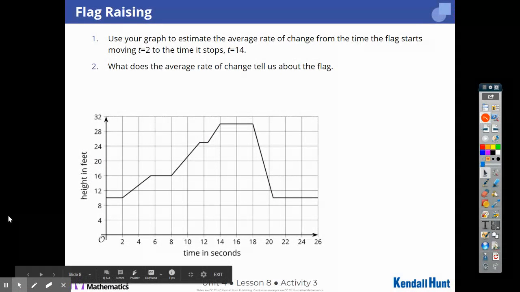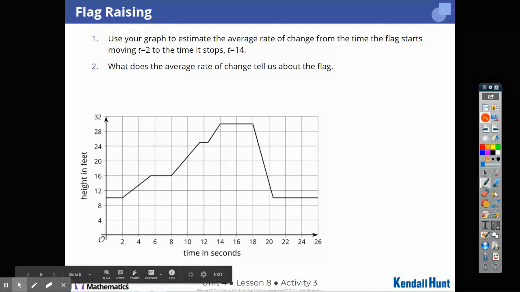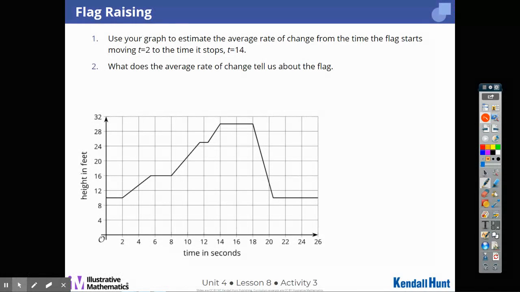Okay, so on your graph, you should have seen a brief pause before it started, because time started but the flag was not being raised yet. It didn't start being raised until 2 seconds. Some information that you needed to know was that the flag was already at 10 feet when it started, and then it reached a maximum height of 30 feet.